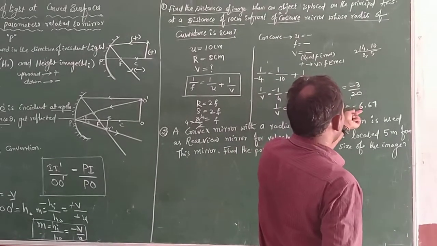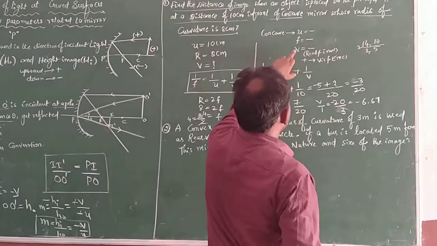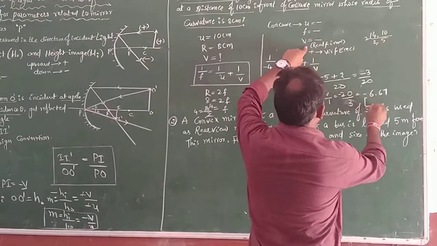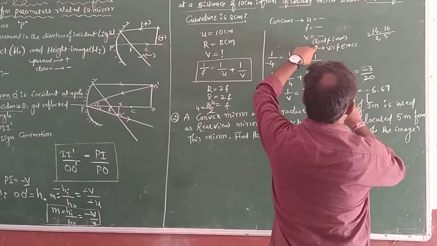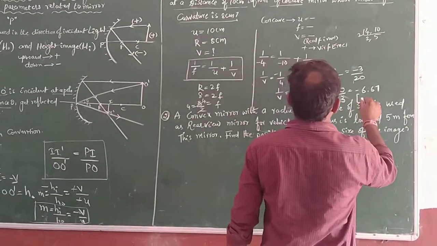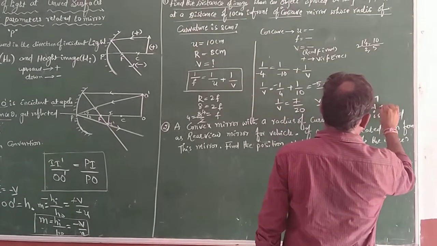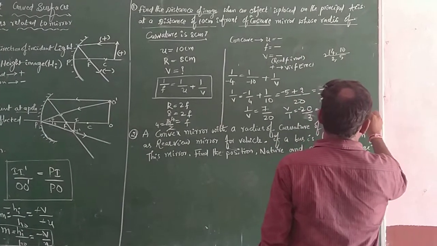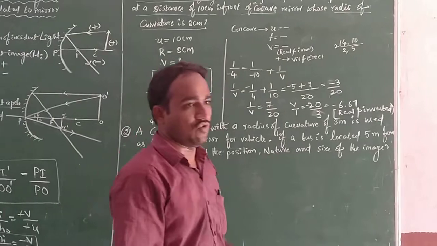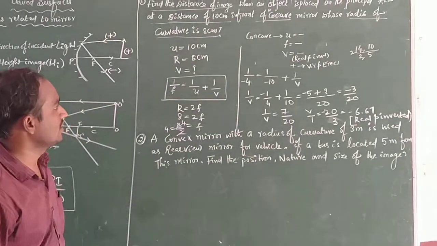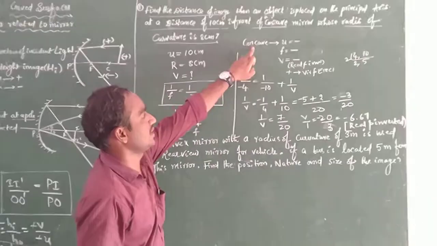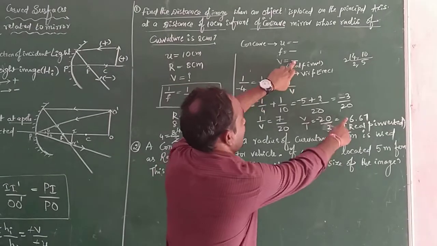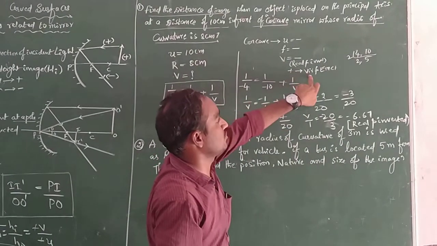So the V value, we are getting minus or plus value? Minus. If it is the image distance, we get a minus value. That is the characteristic of a concave mirror: real and inverted image is formed. So, according to the sign convention law, for a concave mirror U value is negative, F value is negative. If we obtain a minus V value, that is a real image. If it is positive, it is virtual and erect.